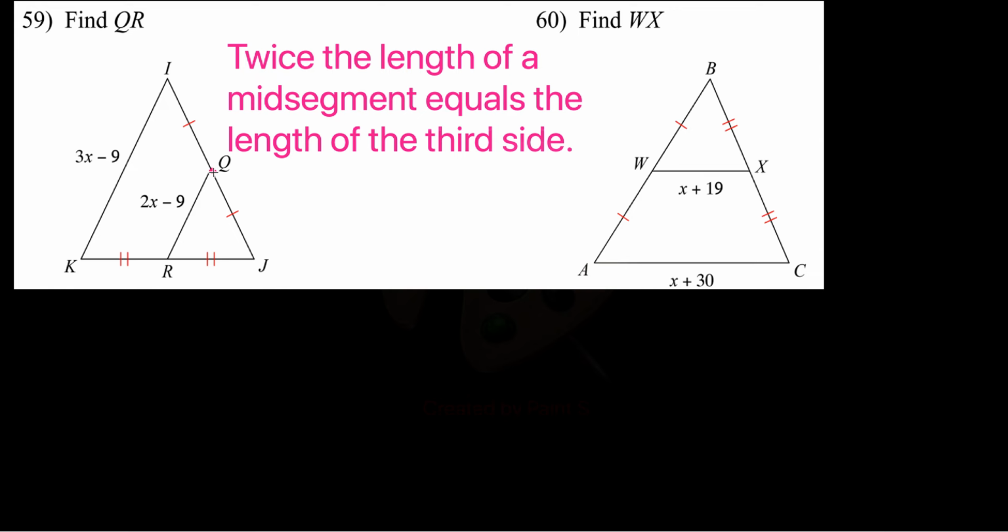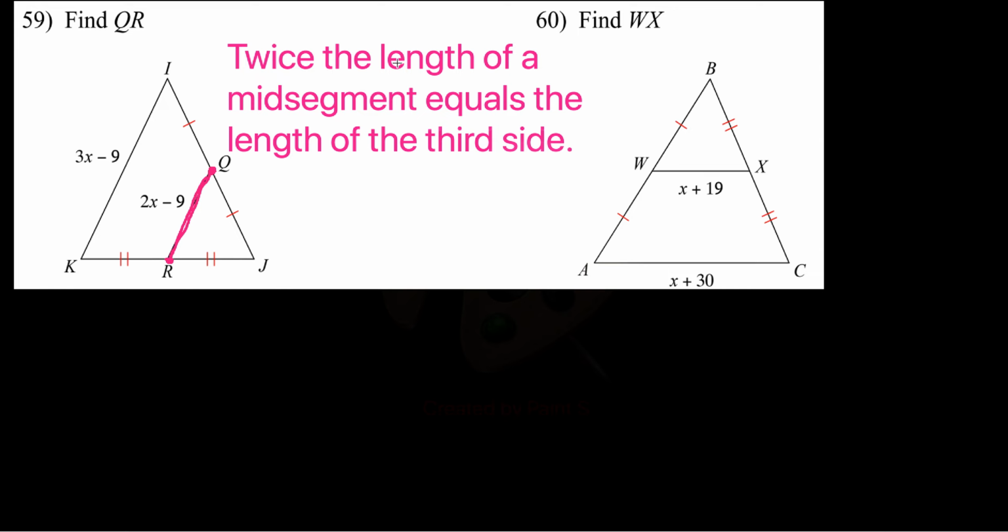So for example, is Q a midpoint of the segment IJ in this case? Well, yes, because IQ is congruent to JQ. So therefore Q is a midpoint of IJ. And now, is R a midpoint of KJ? Yes, because KR is congruent to JR. So therefore R is a midpoint. And it's then clear that this line, QR, is indeed a mid-segment.